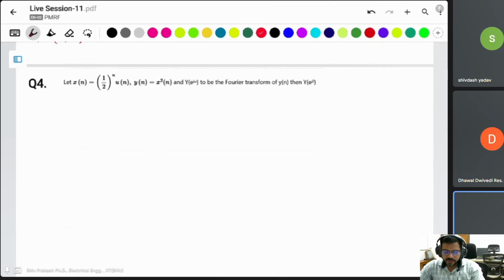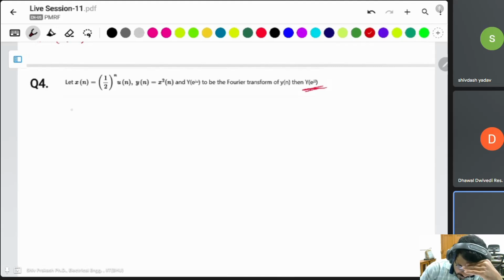Next question is given as x[n] is (1/2) to the power of n u[n], and y[n] is given as x square of n. It is asking about the Fourier transform of y[n] at omega equal to 0. Okay, y[n] is given as x square of n, where x[n] is given as (1/2) to the power of n u[n].